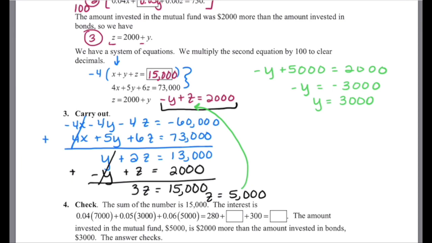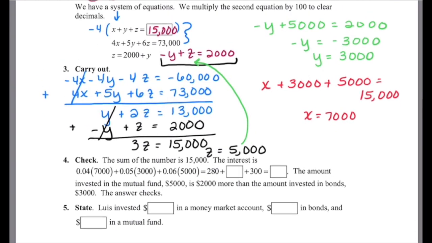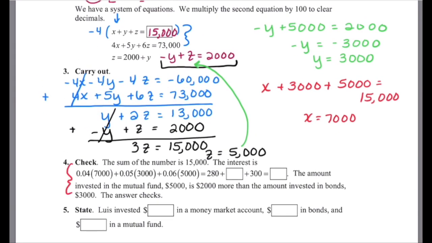We know altogether it is $15,000. So when I take X plus 3,000 plus the 5,000, it has to be 15,000. We know that X has to then be 7,000. I'll let you go ahead and double check to make sure that everything checks out. But now we found that there was $7,000 invested in the money market account, $3,000 was invested in the bonds, and $5,000 was invested in mutual funds.